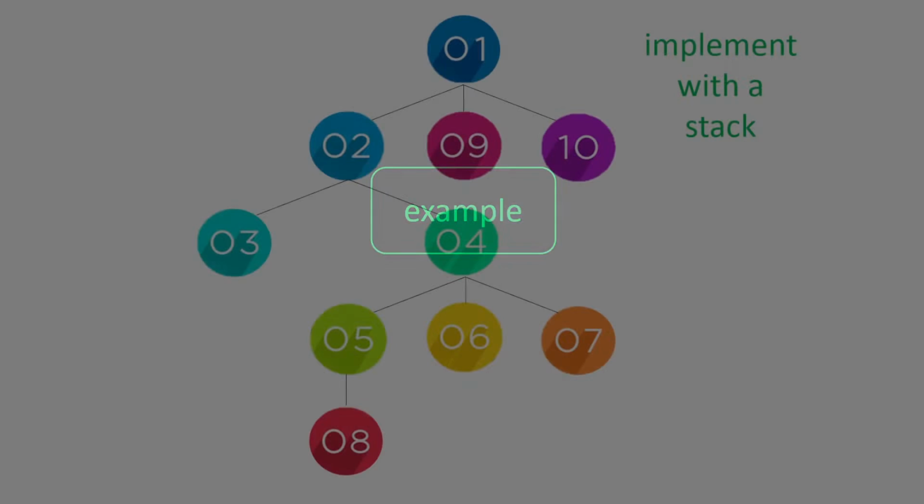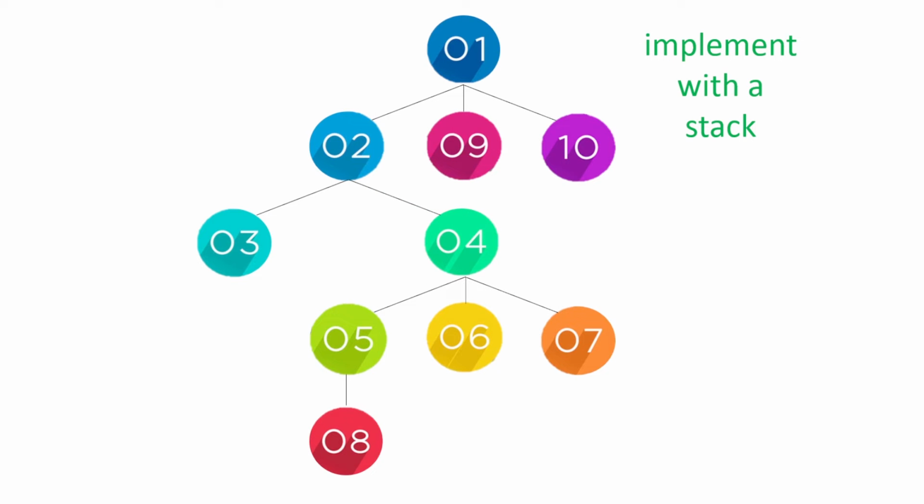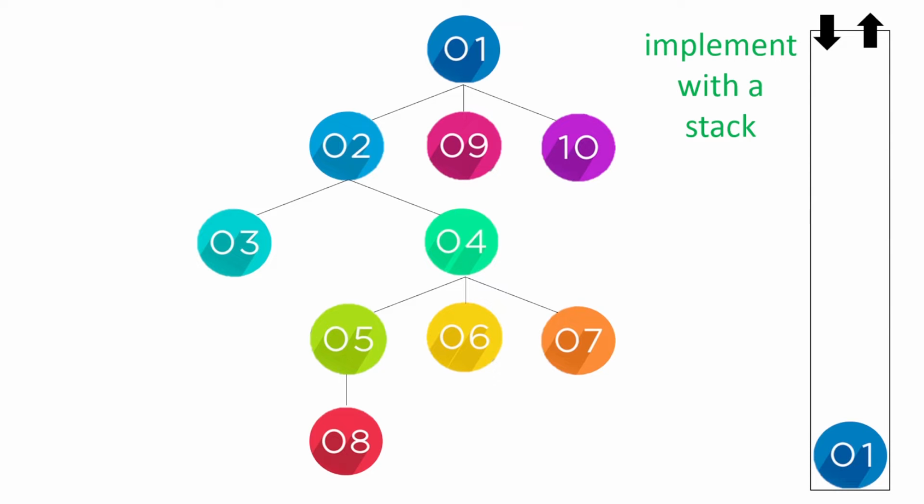Now let's have a look at an example of how we would implement depth first search. So here we've got another tree. We're going to use the depth first search and we're going to implement this using a stack. So here we've got a stack. We've already put in the root element 1. It's like a stack of books. If you put a book on top of a stack of books, if you need to take something off, you need to take off the top book.